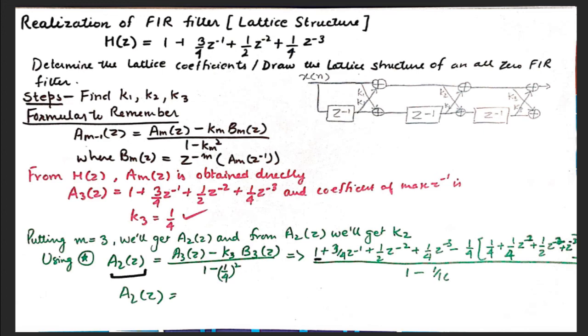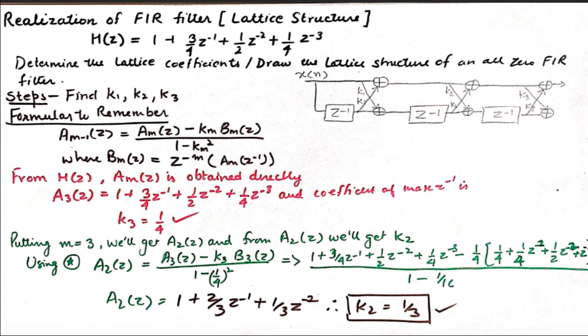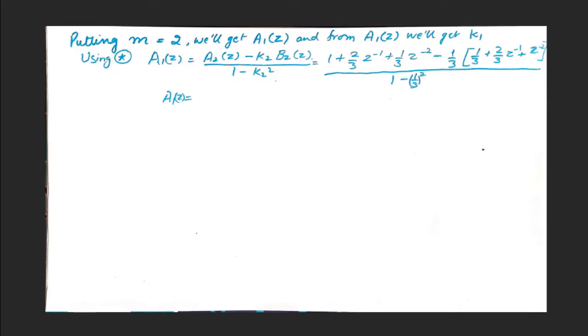So my A2 becomes this, and the coefficient of the highest power is K2. So I'm done with K3 here and K2 here. So I'm left with K1. For that I need to find A1.